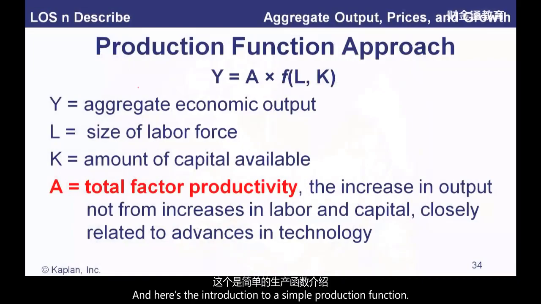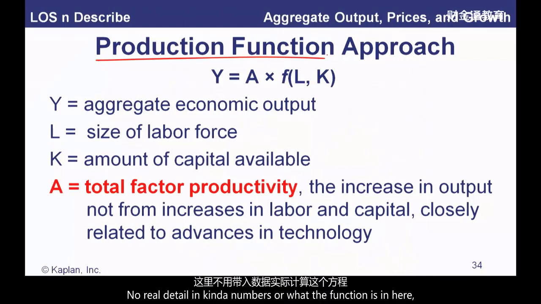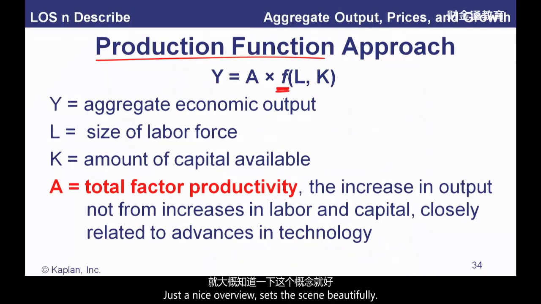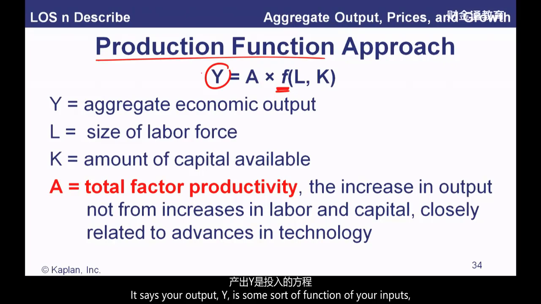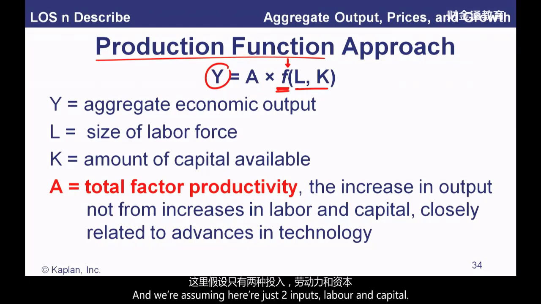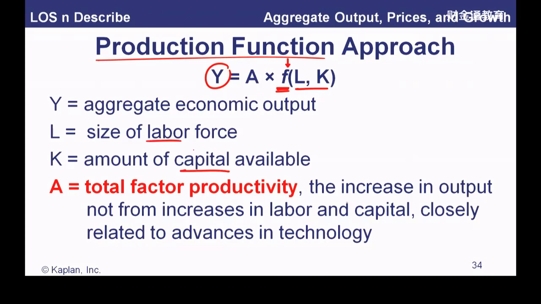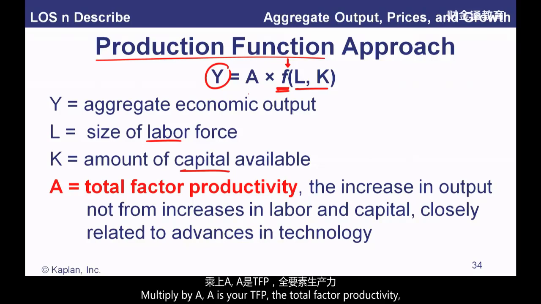And here's an introduction to a simple production function. No real detail on numbers or what the function is in here, it's just a nice overview. It sets the scene beautifully. It says your output, Y, is some sort of function of your inputs, and we're assuming here just two inputs, labor and capital, multiplied by A, your TFP, the total factor productivity.